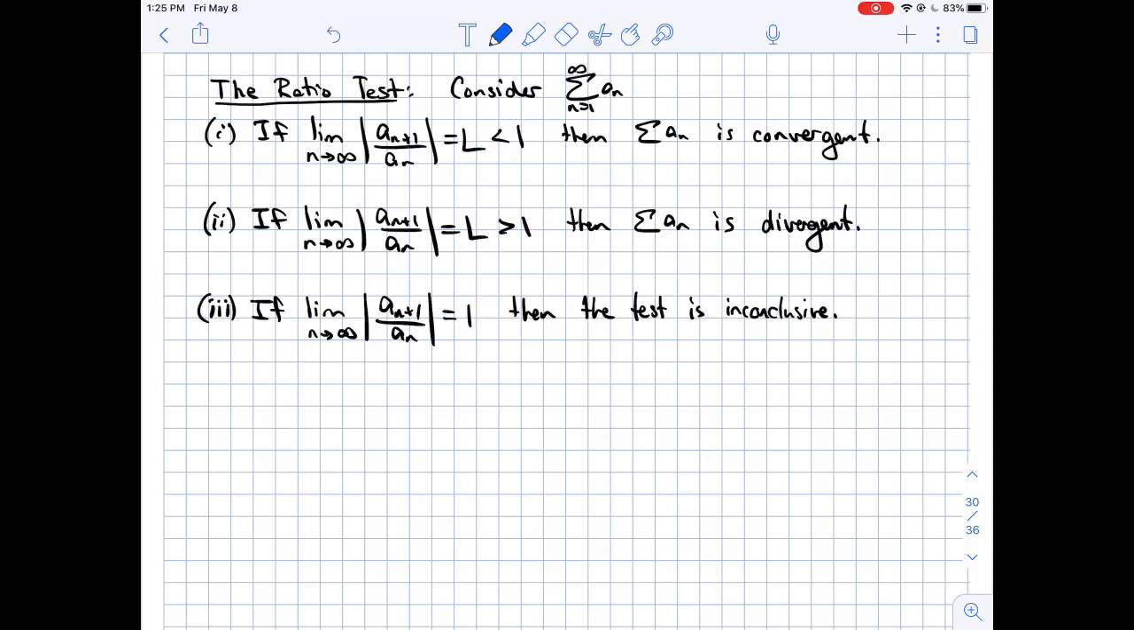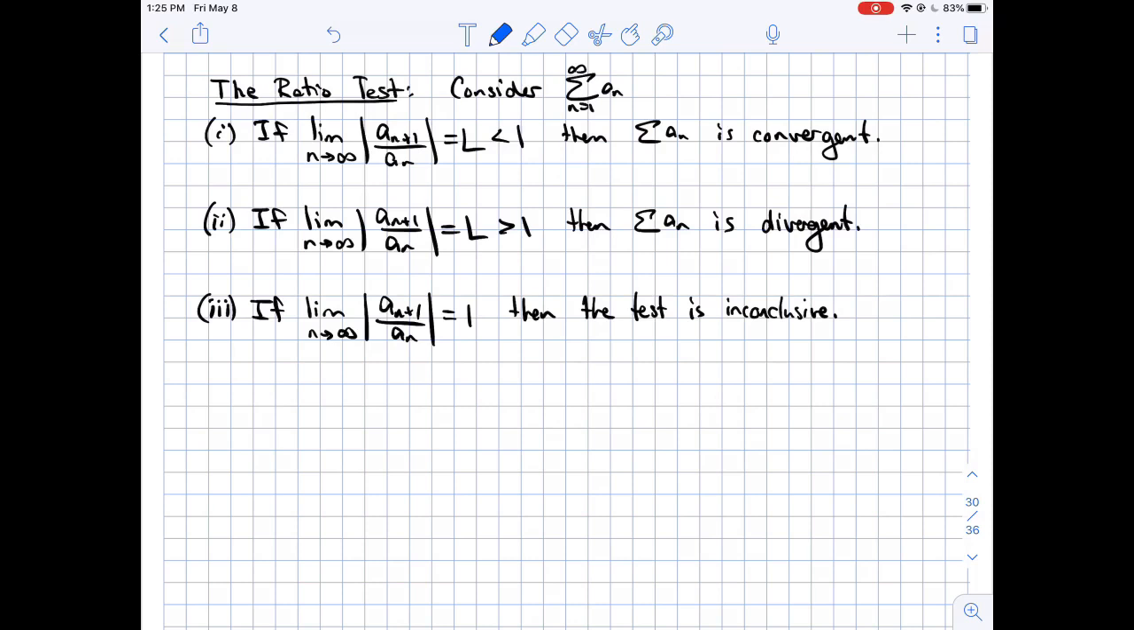Based on that, if it's less than 1, our series is going to be convergent. If that limit is larger than 1, our series is going to be divergent. And then, unfortunately, if that limit is equal to 1 exactly, the test fails, the test is inconclusive, and you have to try a different test. Those are the three possible outcomes for the ratio test.